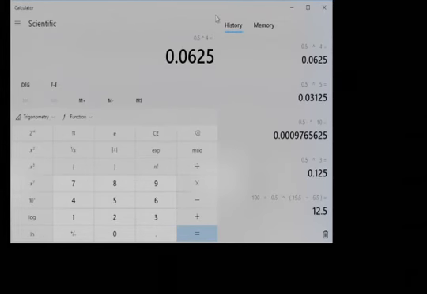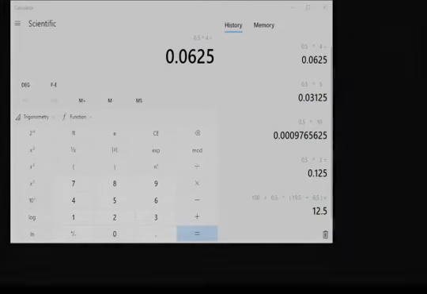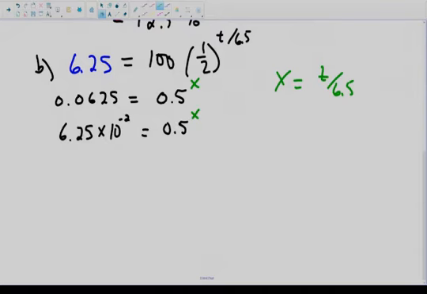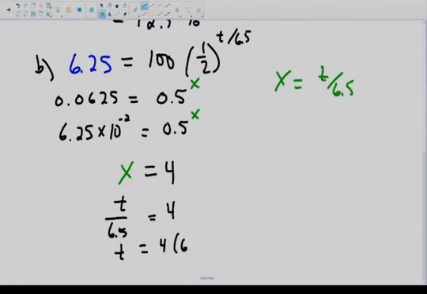Okay, so going back to our Smart Notebook file here. So we know that through trial and error, x is equal to 4. Okay, so if x is equal to 4, well, I'm not looking for x. I did a variable substitution. I've got to go back to my original variables here. So t over 6.5 is equal to 4. That means t is equal to 4 times 6.5.